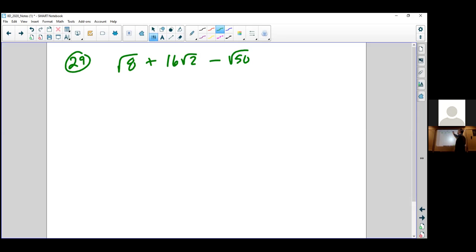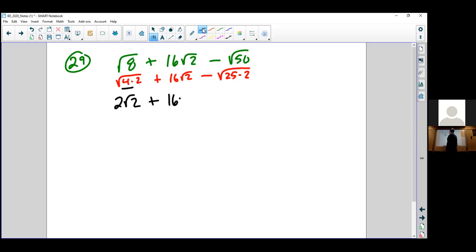So you want to start realizing I can break this down to root 4, 2. This one's not going to break down because root 2 won't break down. And this will break down to root 25 times 2. Make sense so far? Now I have perfect squares, so square root of 4 is 2, so that becomes 2 root 2. This one stays as is. And this breaks down to 5 root 2.